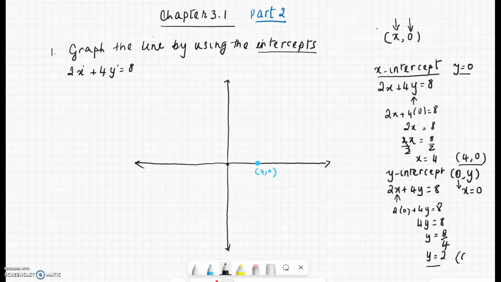And what is the point? x is 0, y is 2. x is always 0 on the y-axis. So the other point is (0, 2). So x is 0 and then we go up by 2 and this is the point (0, 2). We join these 2 points. Remember, we need a minimum of 2 points. We join these 2 points with a straight line, and that's the graph of the line 2x plus 4y equals 8.